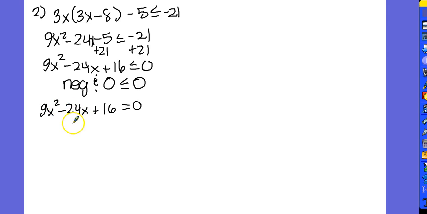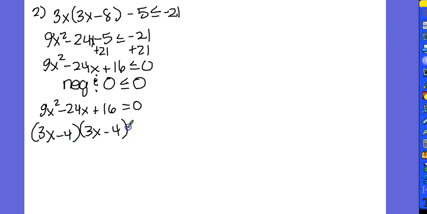How do I make those positive 12s negative 12s? They would both have to be negative, don't you think? So I'm going to have to make these both negatives. Okay? So this would be 3x minus 4 times 3x minus 4.